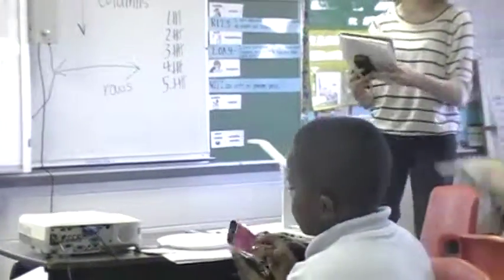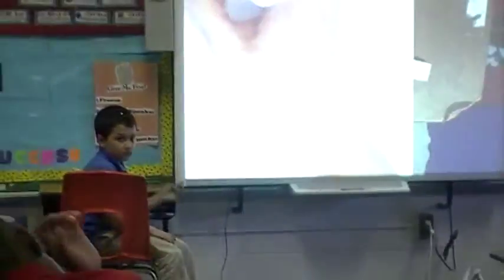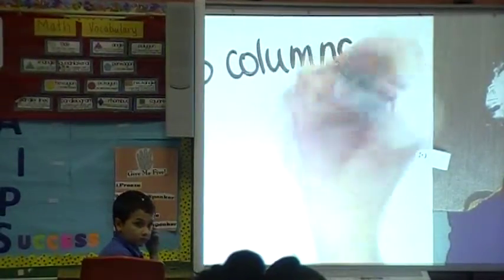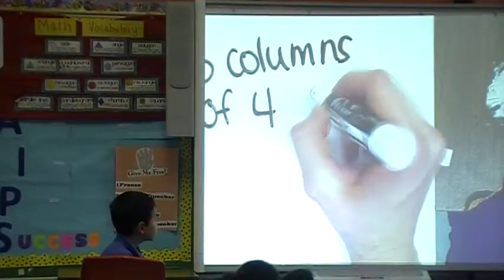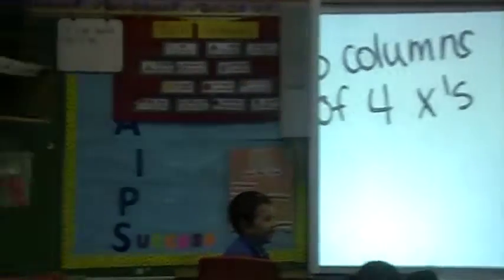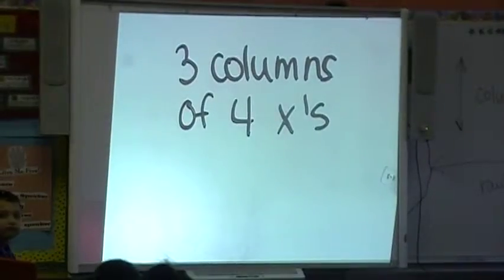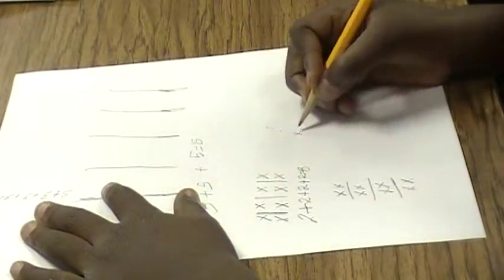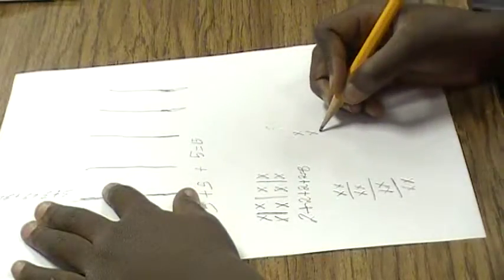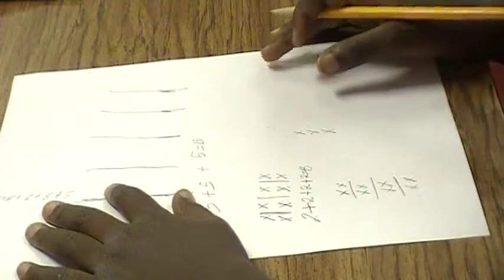One by yourself. I know that you can do it. All right. Without my help, try to draw 3 columns of 4 X's. Make sure you know what columns mean. Draw it on your paper. I'm going to check. What do you get? 3 columns of 4 X's. Don't forget your lines in between like we did.